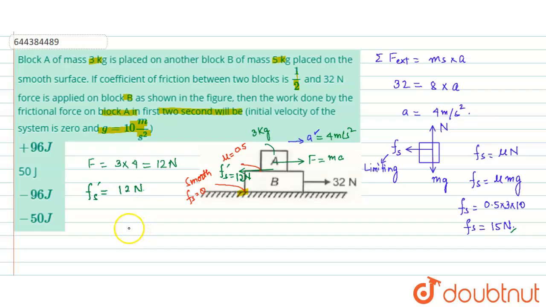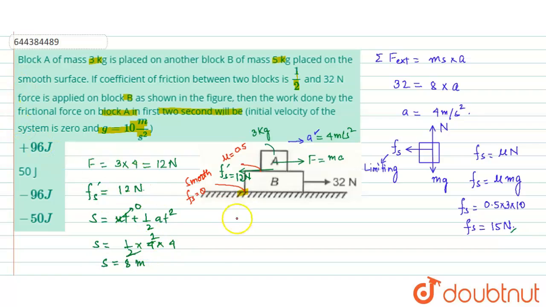Now let us find the displacement of this block in 2 seconds. For that we can apply S equals ut plus half at square, because this block starts from rest. Here u is 0, so this term will be 0. If we put in the values, S is half into the acceleration, which is 4, into 2 square, which is 4. So this and this will cancel out, and S is equal to 8 meter.